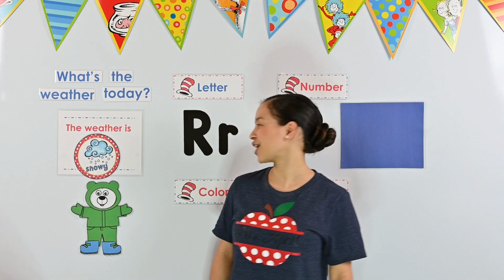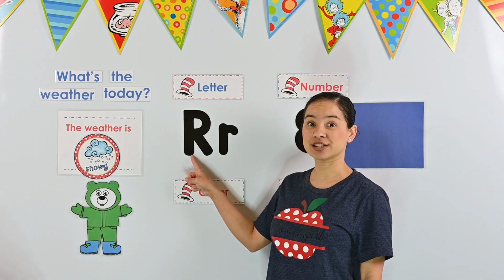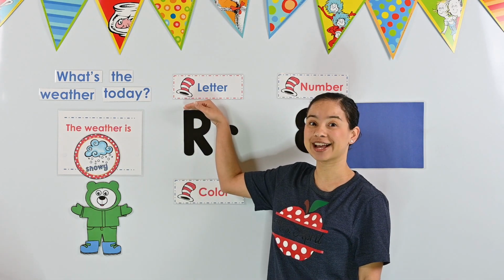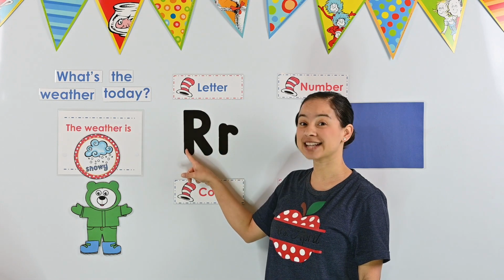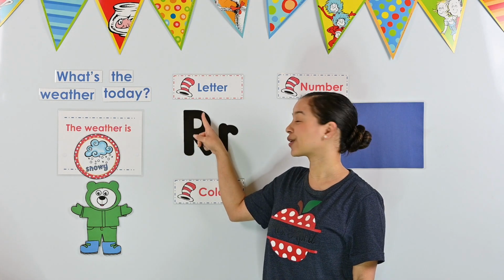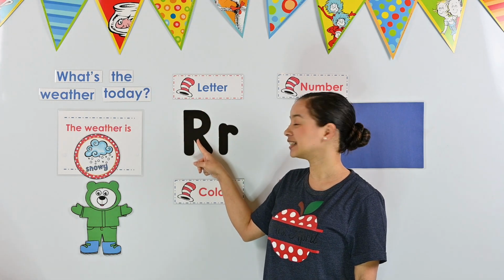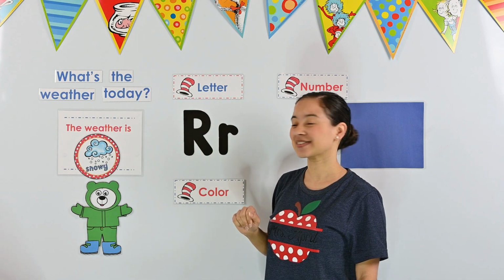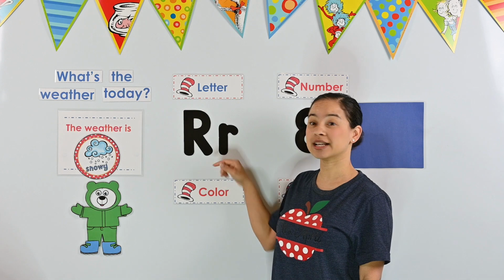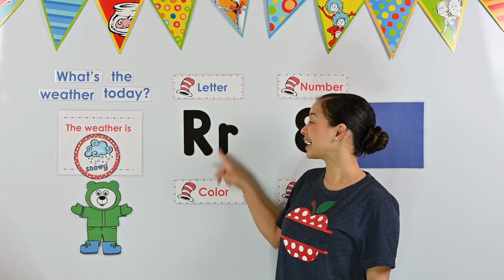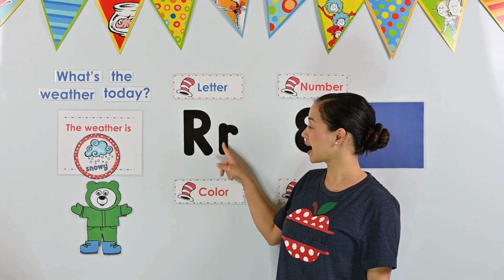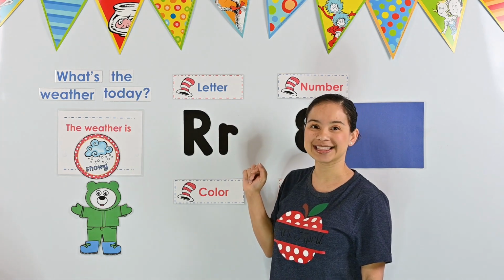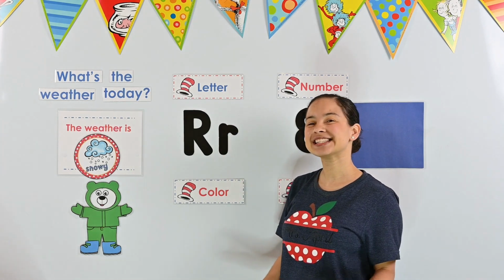Let's take a look at our uppercase R and our lowercase r. Our uppercase R is a tall letter. It has a straight line down, a curve at the top, and a line kicking out at the bottom, a diagonal line. Our lowercase r is a short letter. It has a straight line down and a little curve or hook at the top.